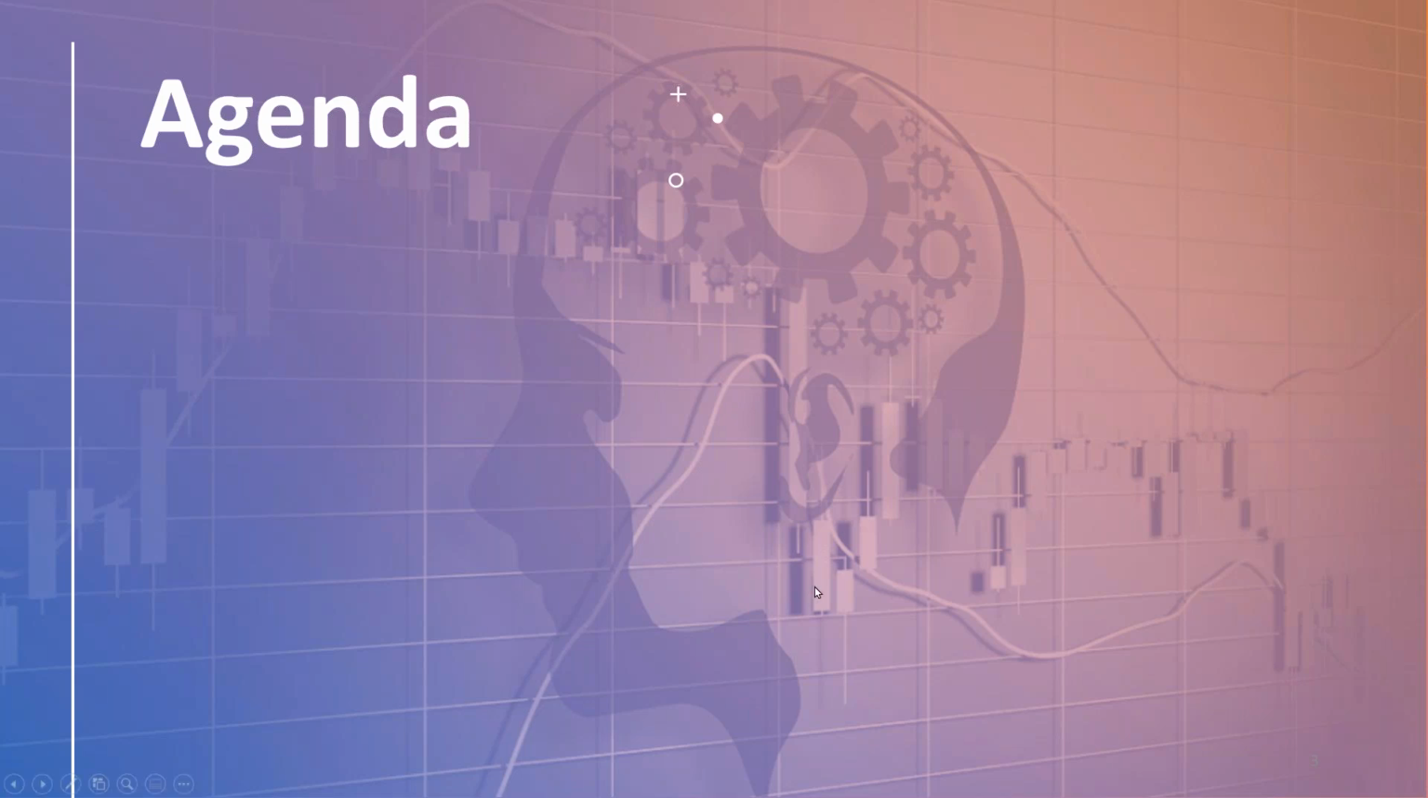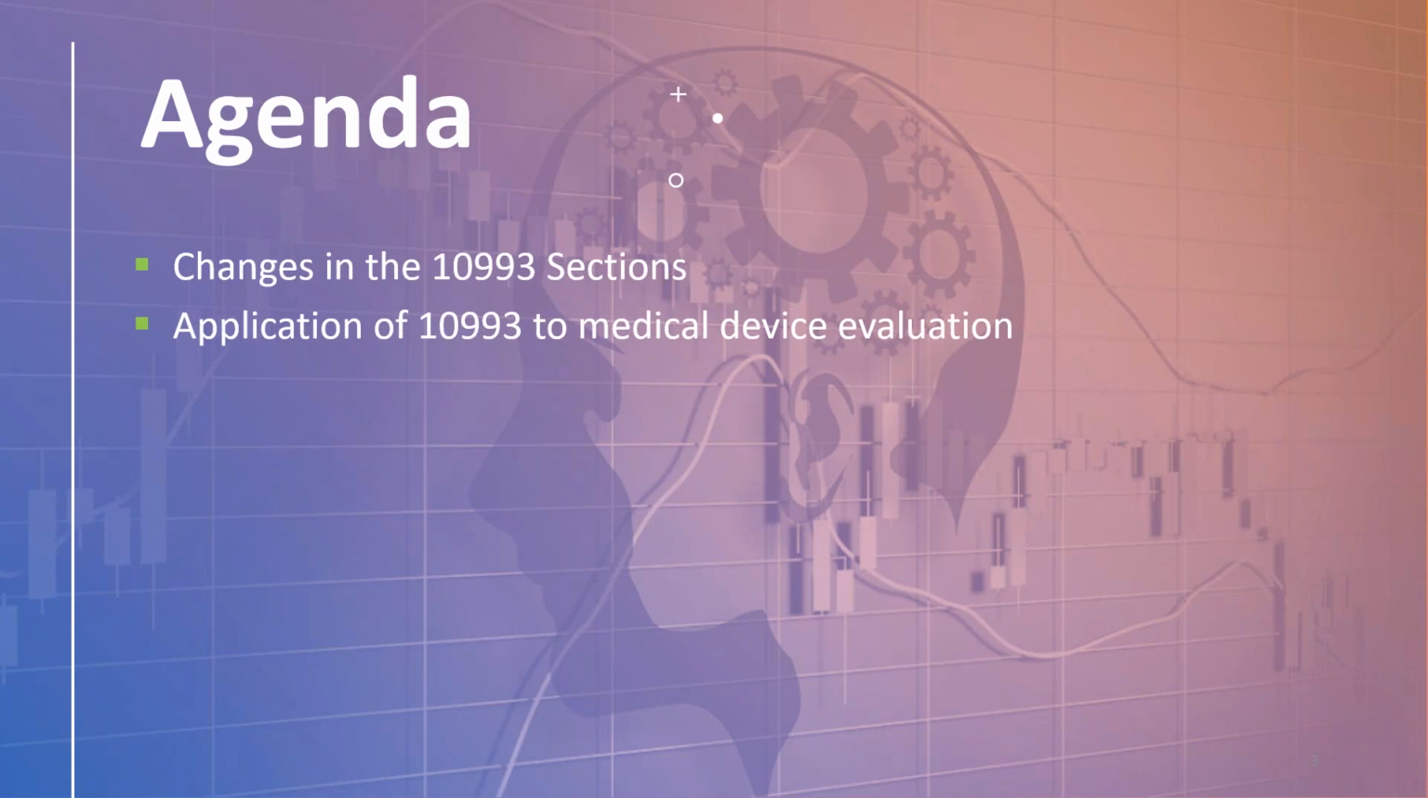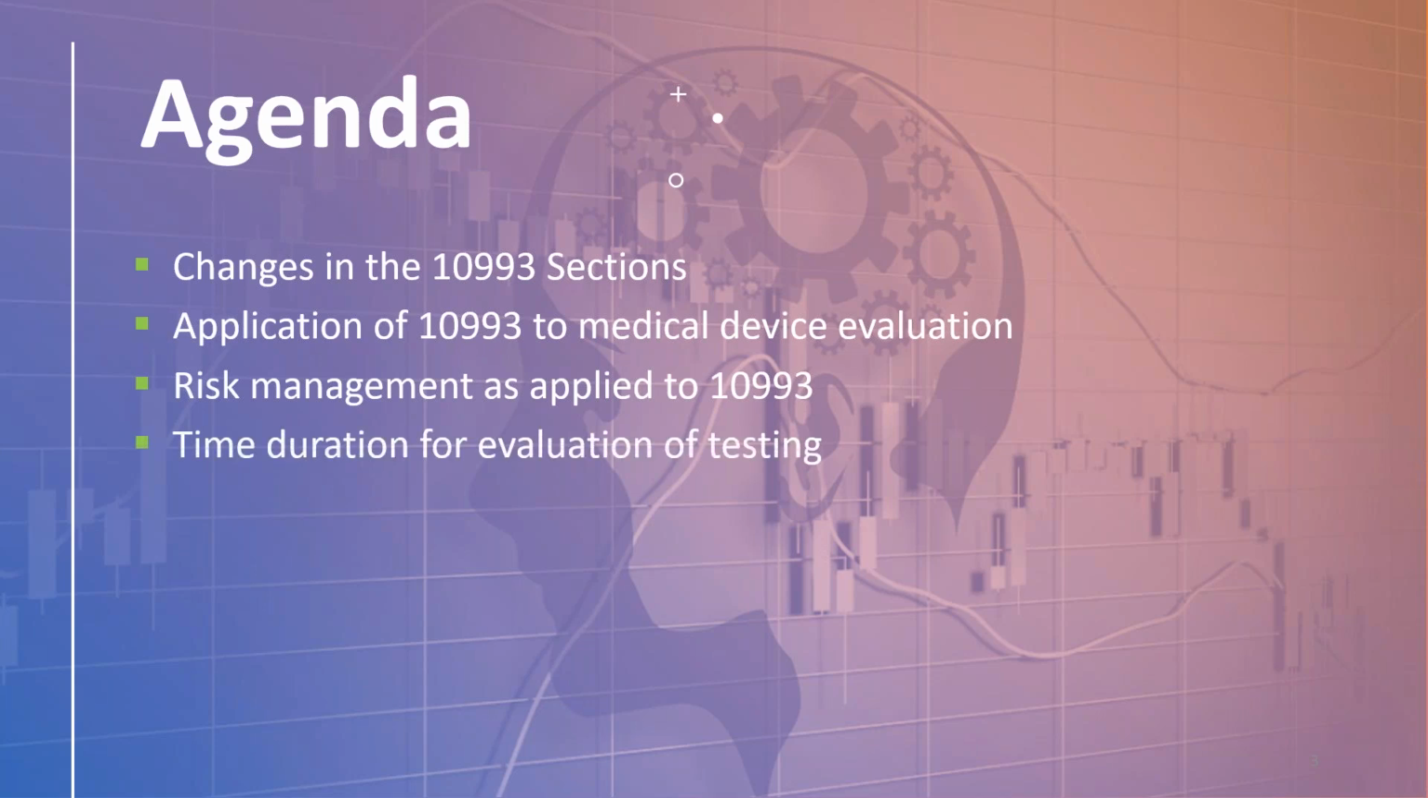So I'd like to move on. I'm going to give you a high-level view of the 10993-1 2018 changes. I'm not going to get into details of specific testing, although I will in some of the questions, and how important this change has been. So the agenda for today is changes in the 10993 section, the application of 10993 to medical device evaluation, risk management as applied to 10993. Risk management is now throughout many of the FDA guidance documents, the 13485 and the MDR. Risk management weaves through all of these documents, and you can't just apply risk management in isolation any longer. And I'll cover briefly the time duration for evaluation of testing.